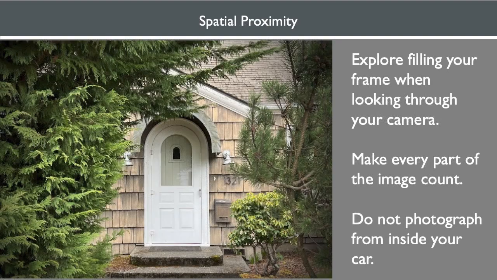Two-dimensional pictures distort depth, relative size, and distances. With this in mind, explore filling the frame with only what you want your photograph to contain. Do this while you're making your composition, while you're taking your photograph. Make every part of the image count, especially the corners.